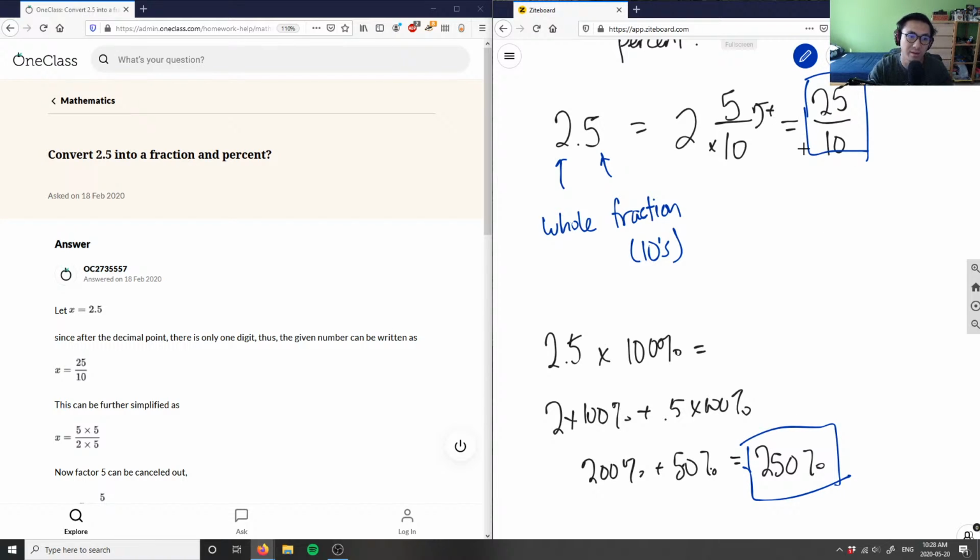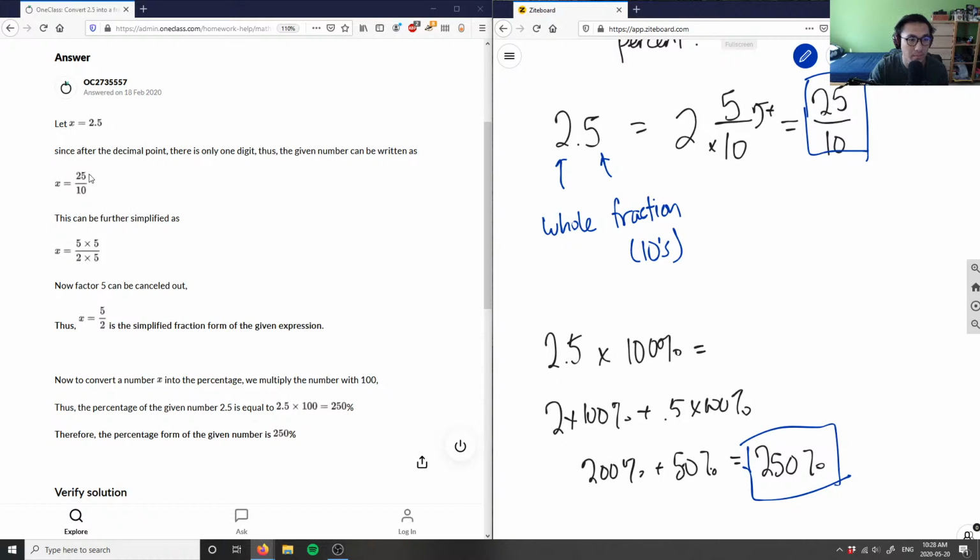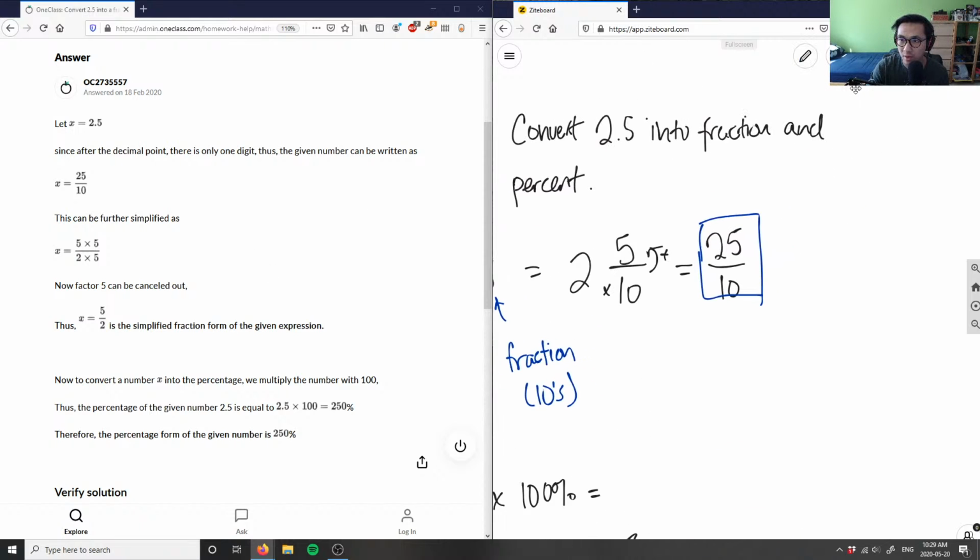So 25 over 10 is in the fraction form, and as you can see, this is 25 over 10, which is great. And then 250% is the percentage form. And what they did was that they actually reduced this to lowest terms. So actually, I think I like that better. So let me reduce this to lowest terms for you.